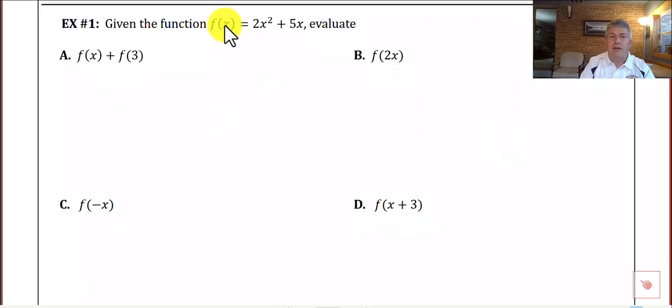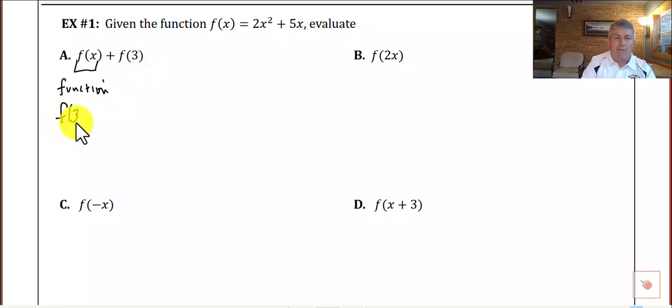Given our function here, f of x, f is just the name of the function, x is the input of the function, so it tells us what our variable is: 2x squared plus 5x. And we want to evaluate f of x plus f of 3. Well, f of x, that's just our function itself. And then f of 3, we can find out what the output is when we put 3 into our function.